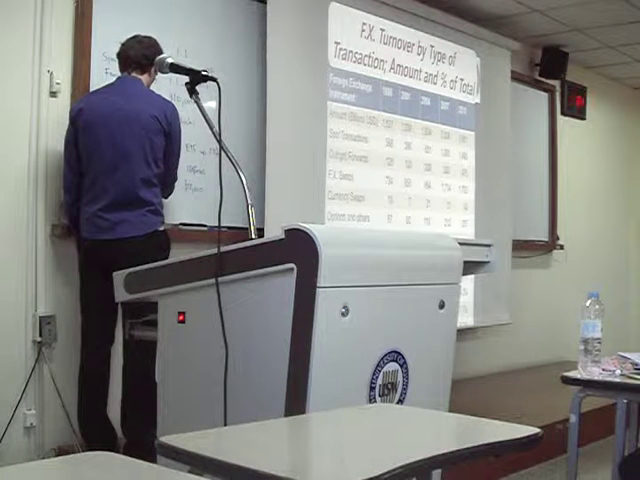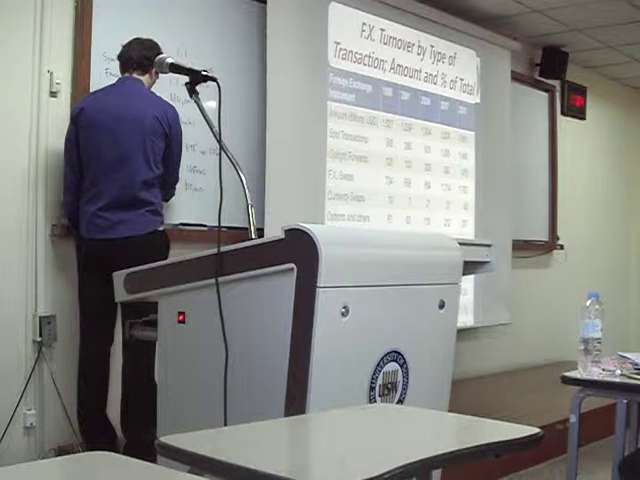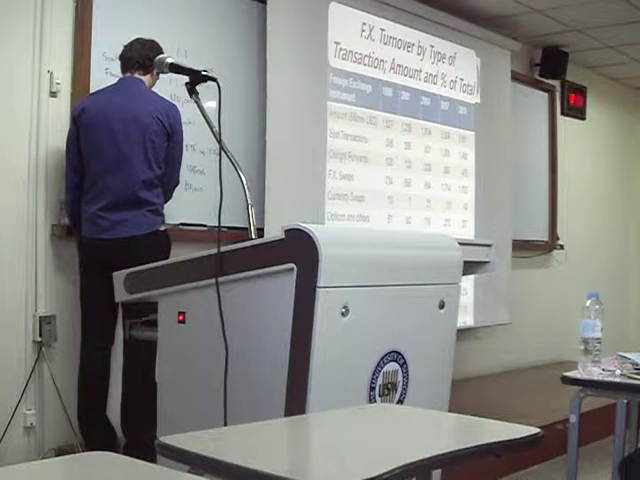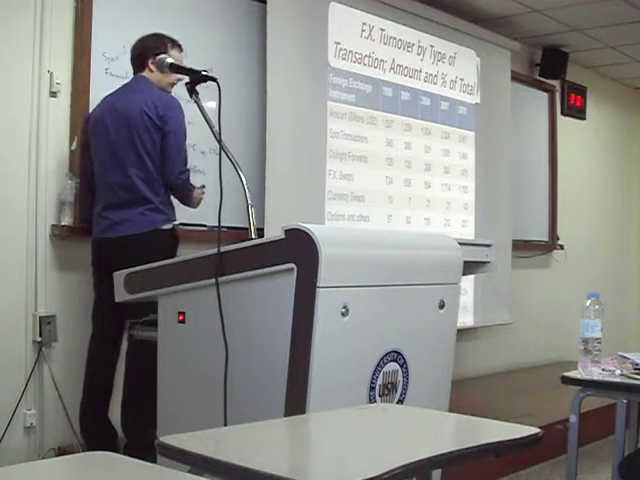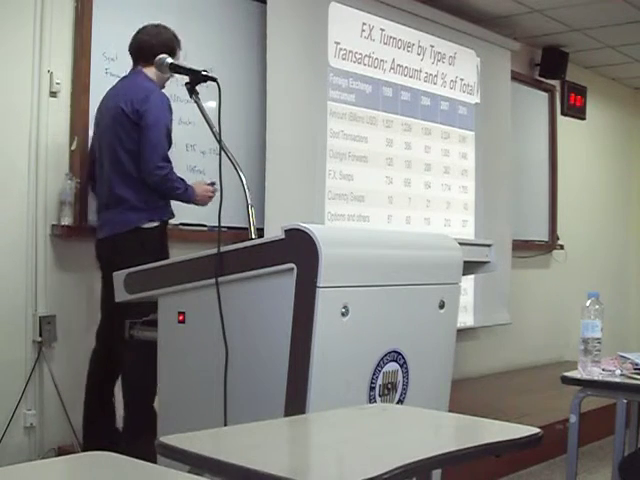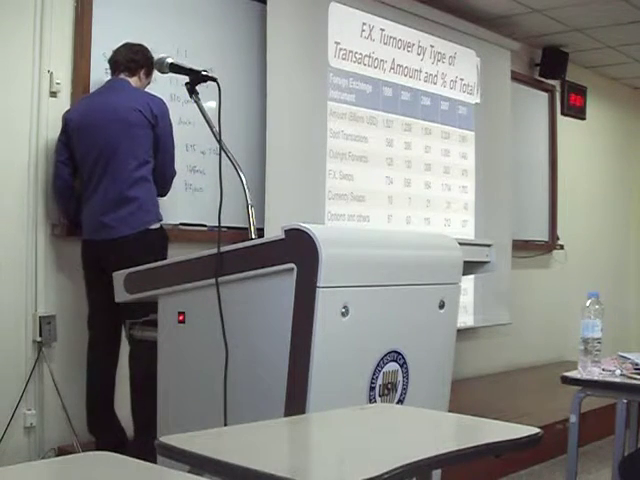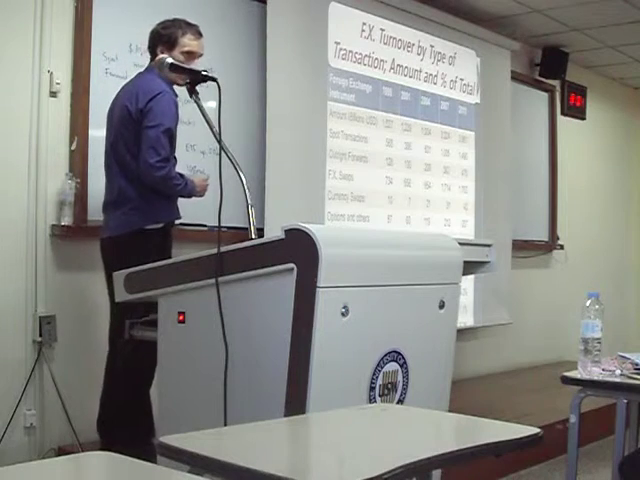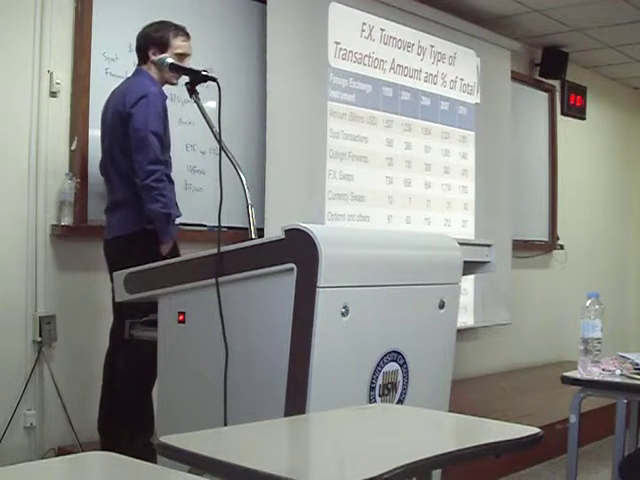Mm-hmm. So it's going to be 3,500, right? Something like that. 3,750. 2000. So if I didn't make a forward contract, I would have got just this much money back.